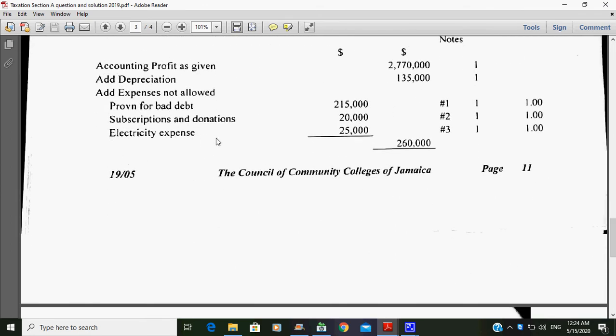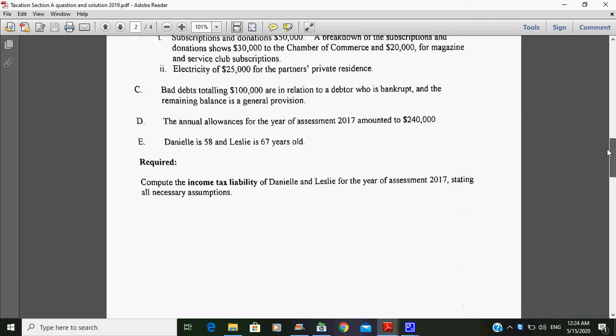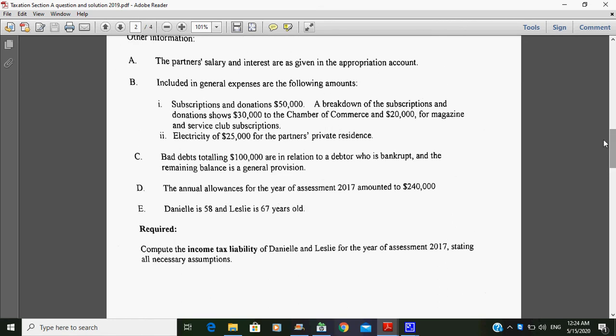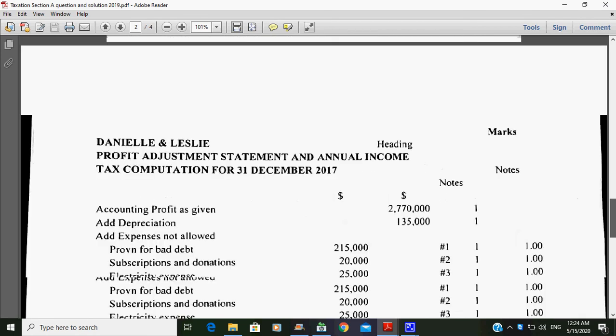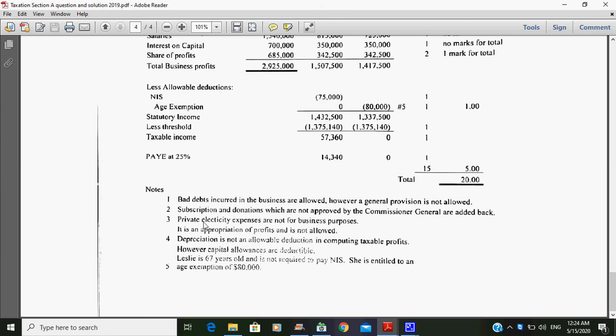Now we look at electricity expenses. It says that the 25,000 electricity expense is for the what? Partner's private residence. That is categorically not allowed. Private electricity expenses are not for business purposes. It is an appropriation of profits and is not allowed. Alright? Cool.